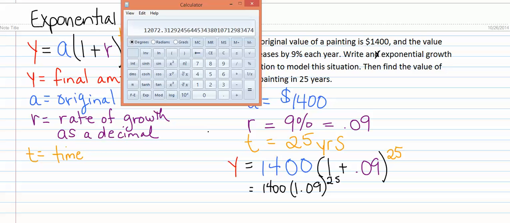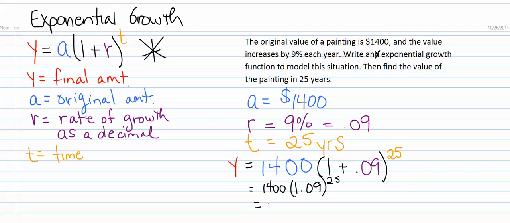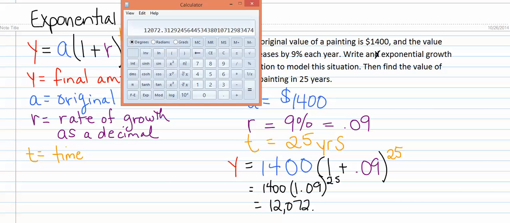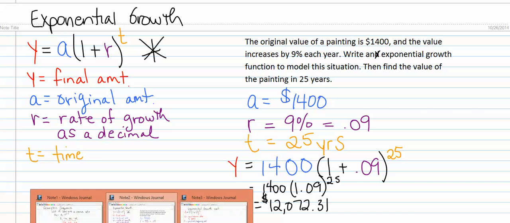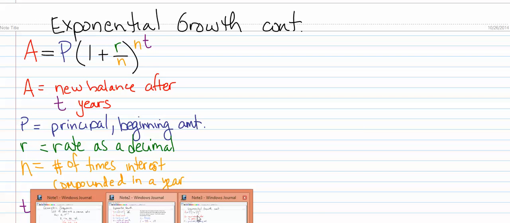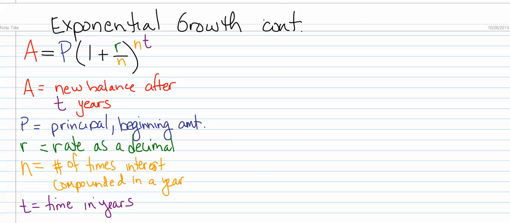So I find out that at the end of the 25 years, the value of the painting is $12,072, and I don't remember the cents. 31 cents is what that's going to round to. So pretty good investment for his money in order for that painting to make just over $10,000 in 25 years.